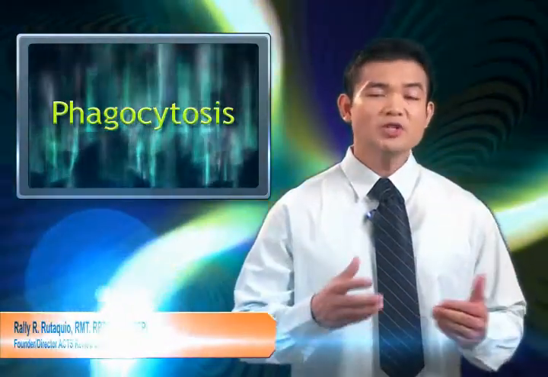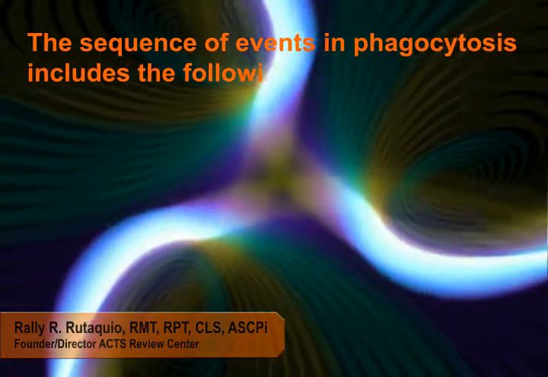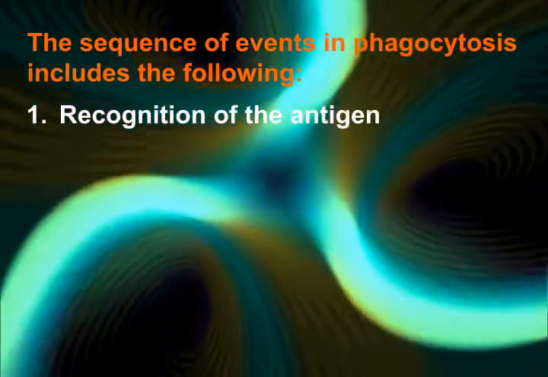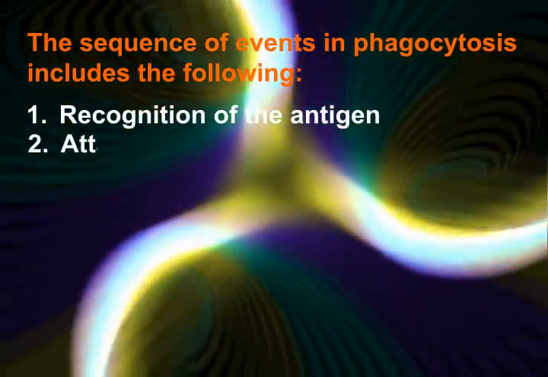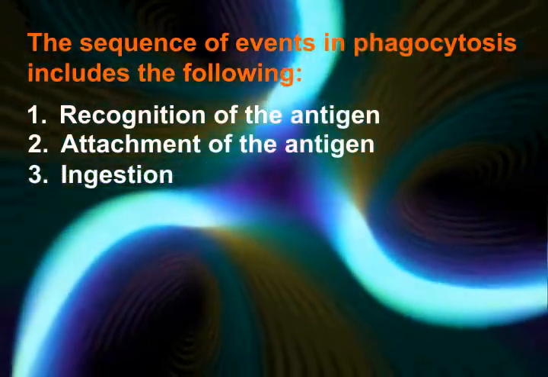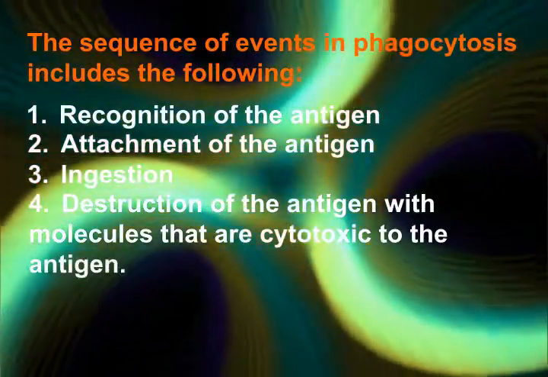The two important groups of phagocytes are the macrophages and the neutrophils, which, as mentioned earlier, participate in host defense by engulfing and destroying microorganisms or antigens. The sequence of events in phagocytosis includes the following. First is recognition of the antigen. Second is attachment of the antigen, followed by ingestion, and then finally, destruction of the antigen with molecules that are cytotoxic to the antigen.